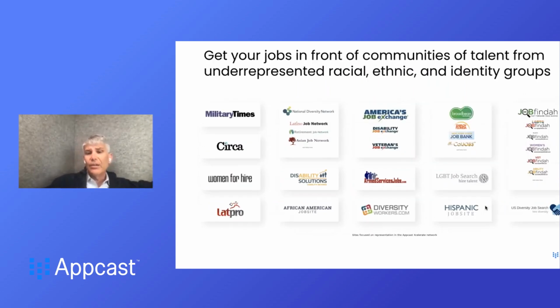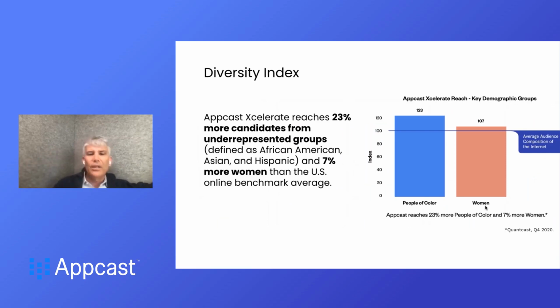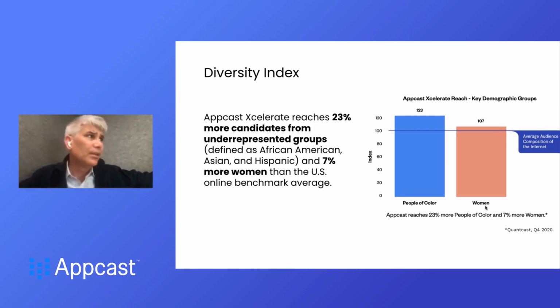The other neat thing about using a programmatic ad exchange like Appcast is that it's a wide net for underrepresented communities and for military recruiting. It has huge reach, and it pays out. This is internal Appcast research: we instrumented our ad exchange and found that the traffic Appcast delivers oversamples for people of color compared to the internet average by 23%, and oversamples for women compared to the internet average by 7%. So not only do you cast a wide net, but you get a diverse wide net as well.